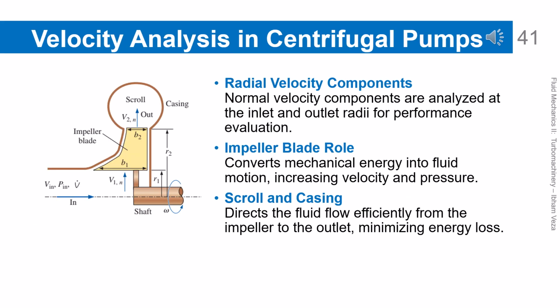Velocity analysis in centrifugal pumps. The analysis is performed by examining the normal velocity components at the impeller inlet and outlet. The impeller functions to convert mechanical energy into fluid motion. The casing and scroll then guide the flow toward the outlet with minimal energy loss. This approach allows a quantitative evaluation of pump performance. All discussions are still based on the control volume concept.